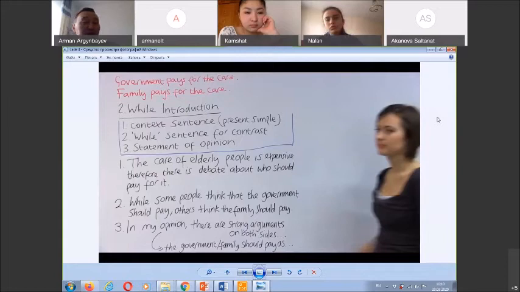Another technique that Jade recommends is using a "while" introduction. Yeah. So, a "while" introduction needs what? A context sentence, just a paraphrase, then a "while" sentence, contrast, then a statement of your opinion. Here, the first one: "The care of elderly people is expensive. Therefore, there is debate about who should pay for it." This is a statement of the task. "While some people think that the government should pay, others think the family should do so." Yeah, for example, don't say again and again "should pay", yeah. You can say "should do so". "In my opinion, strong arguments on both sides."